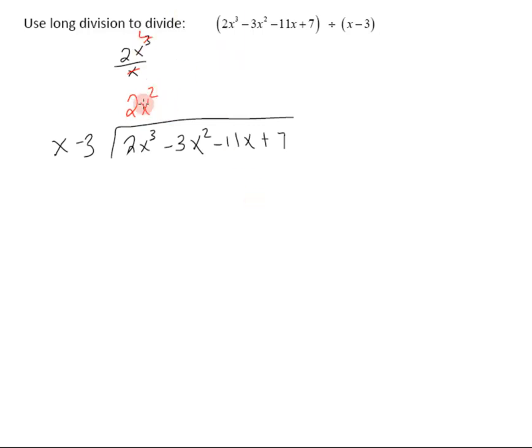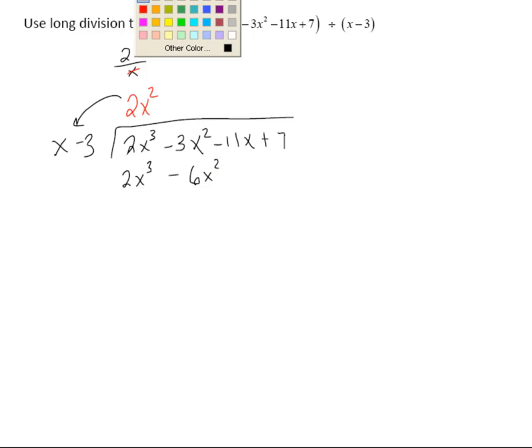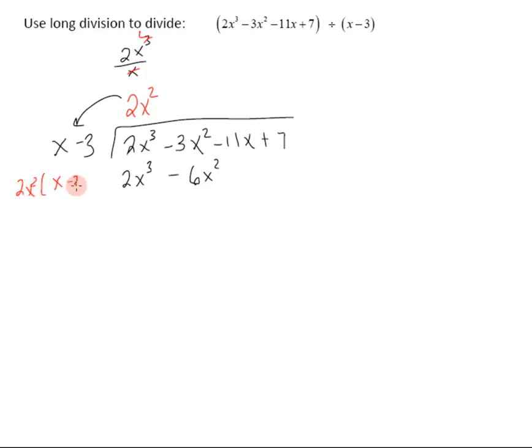Then you take this, which is part of your quotient, and multiply it down on those two. 2x squared times x is 2x cubed. 2x squared times negative 3 is negative 6x squared. So it kind of looks like this. If you were to write it, it would be 2x squared times the x minus 3. I took the first term, 2x cubed, divided by x, and then turned around and multiplied it back down and through.